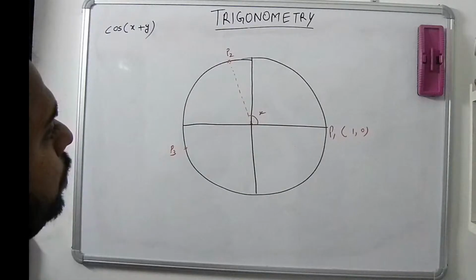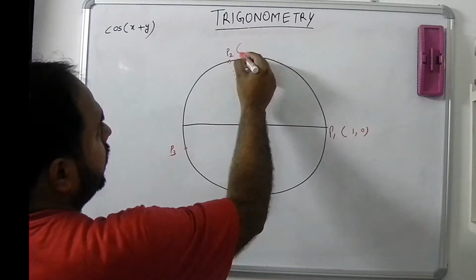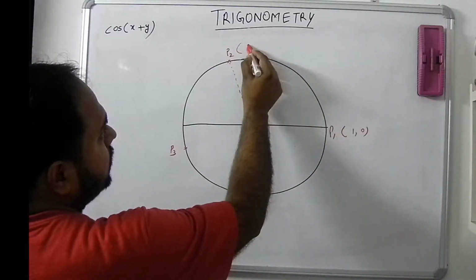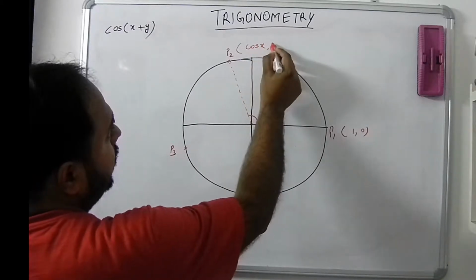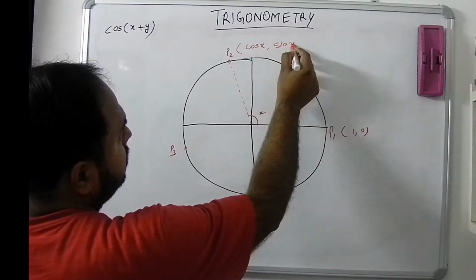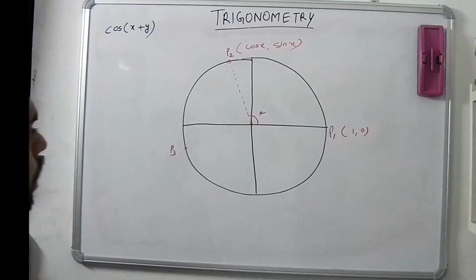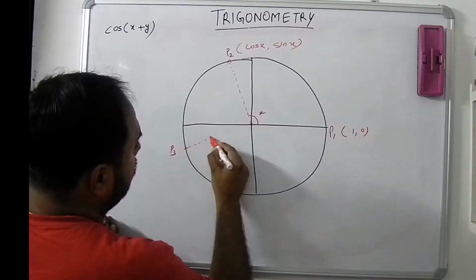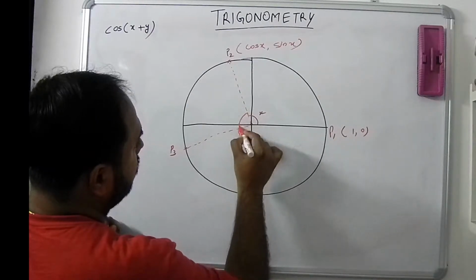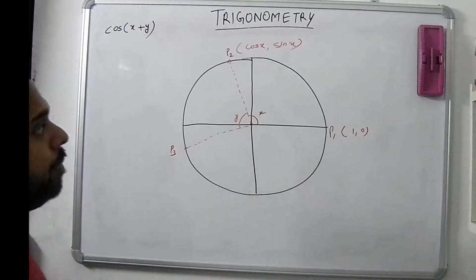Now here, what's going to be the coordinate of this point? I know it's an angle of x, so the x-coordinate is cos x and y is sin x, right? This is pretty simple, right? Now, from here I'm drawing another angle from x. I'm calling this y.